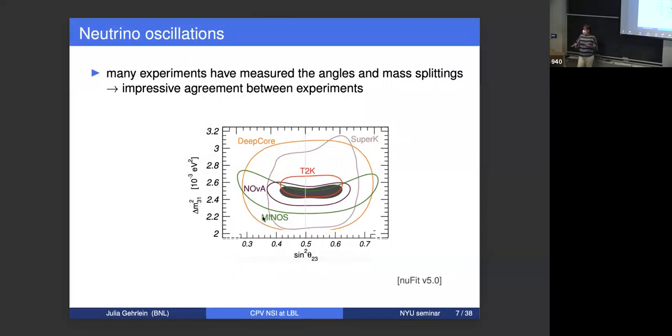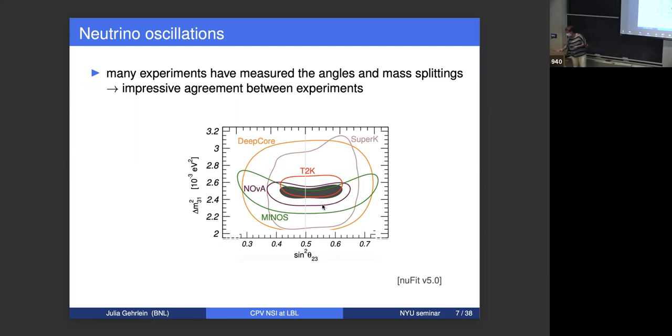Many experiments have already measured the mixing angles and the mass splittings, and there is impressive agreement between different experiments. Here I show an example in the atmospheric sector, where we have one mass splitting, delta m31 squared, and the mixing angle theta 23. In colors, I show the constraints from DeepCore and Super-K, which are experiments which use atmospheric neutrinos. And in red, green, and purple, I show the results from T2K, NOvA, and MINOS, which are experiments which use accelerator neutrinos. As you can see, even though these experiments are very different, they use neutrinos from different sources, and they have very different detectors, they all provide the same results, basically.